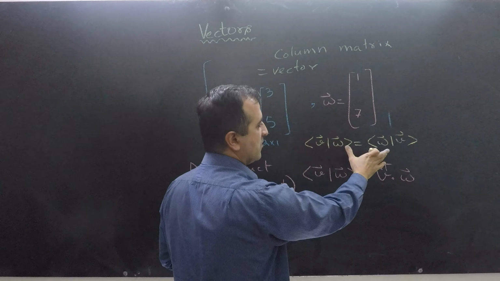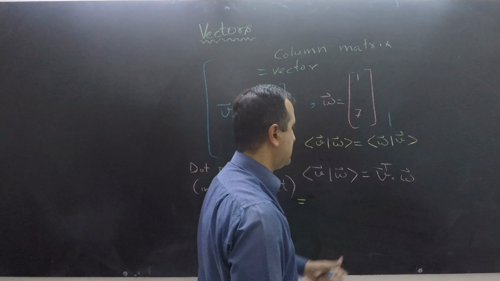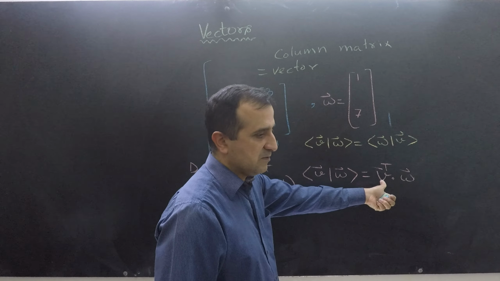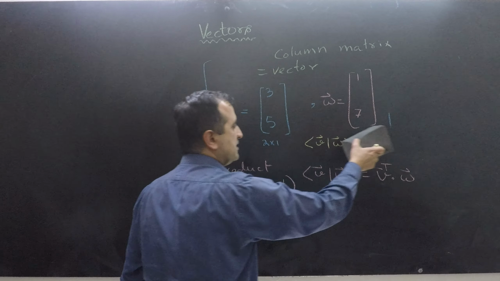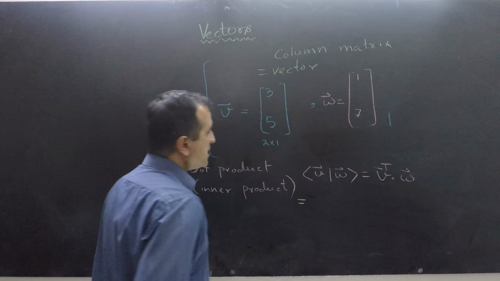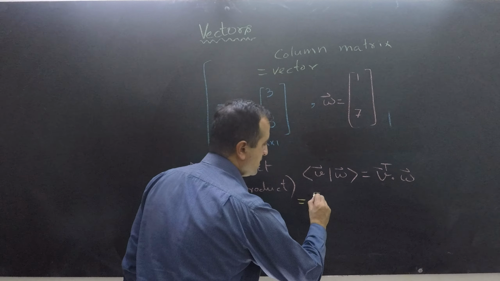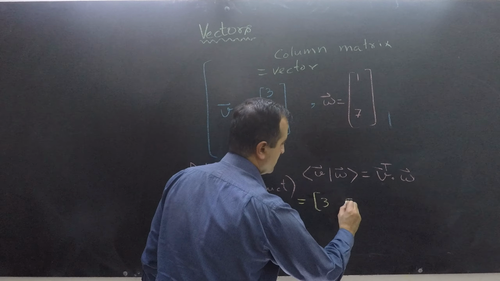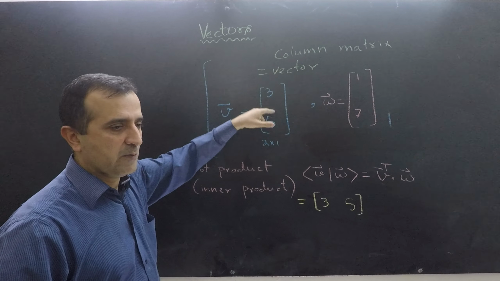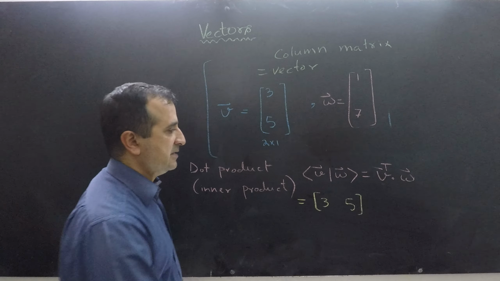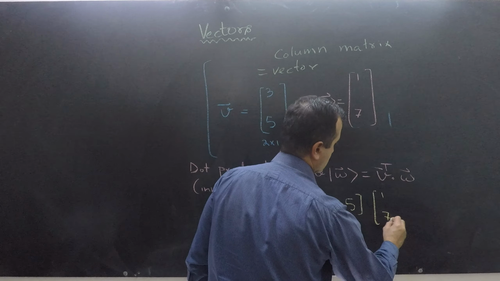This is only equal for the real numbers, right? So stick with this formula: the transpose of the first vector times the second vector. Make sense? Don't change the order at the moment. So the first vector transpose will be 3 and 5, because the column becomes a row, right? And the second vector will be as it is, which will be 1 and 7.